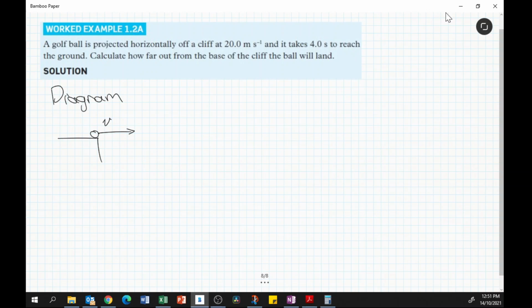Now, why is it important that we recognize that this is horizontal projection? What is it about this that is important? It says it's projected horizontally. So what am I going to write as my known information right here on that vector that I've just drawn?